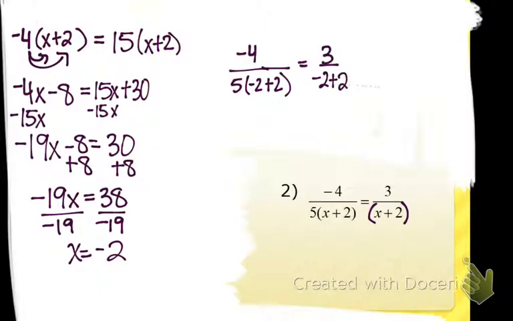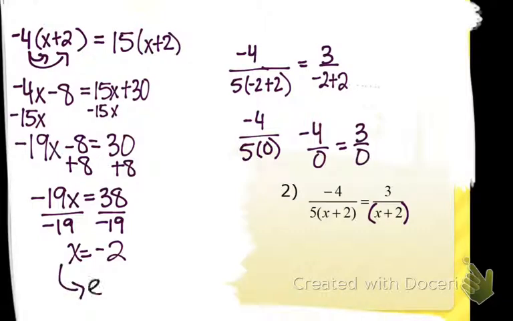What happens when we go to check it? Oh, it is extraneous. If we take negative 2 plus 2, we get 0. And if we take 5 times 0, we still get 0. Same thing or similar thing happens on the other one. So really we end up with negative 4 over 0 equals 3 over 0. That just does not work out for us. So I would put an EXT or extraneous by that answer.